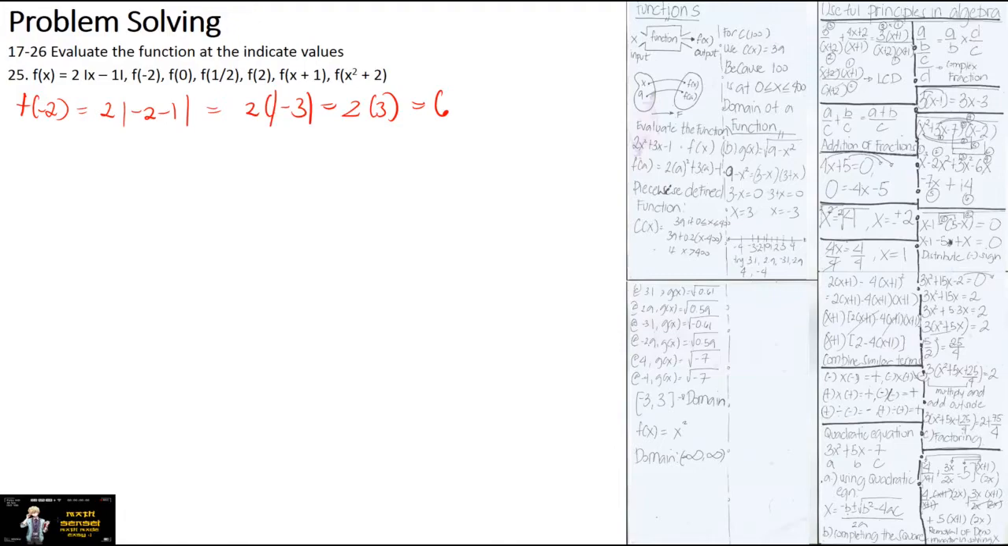Next, f of 0 equals 2 times the absolute value of 0 minus 1. So only the x is being replaced, because you changed it here, only the x is replaced on the other side. It's that simple. It will be 2 times the absolute value of negative 1, which is 2 times 1, positive only. So that's 2.